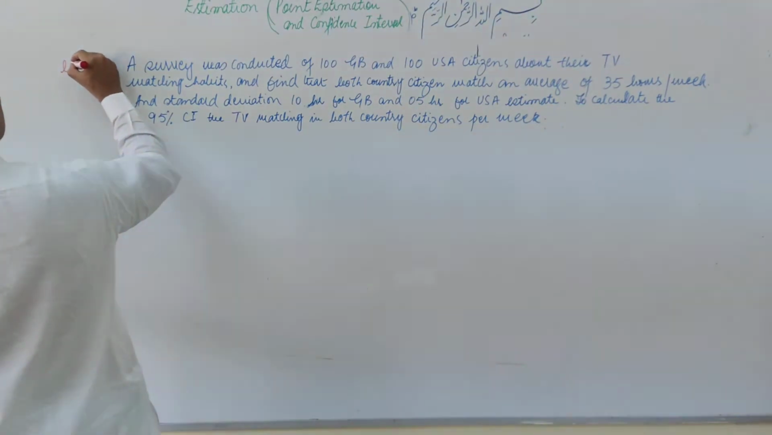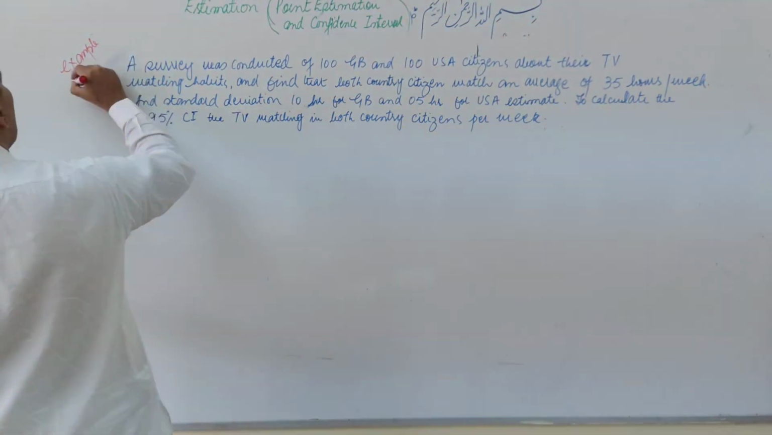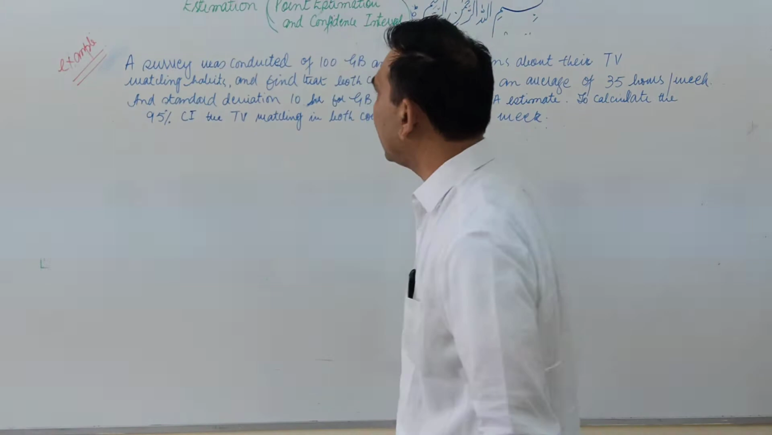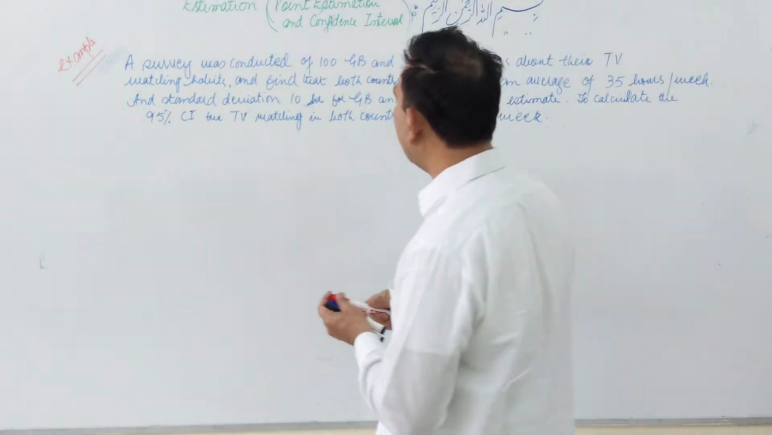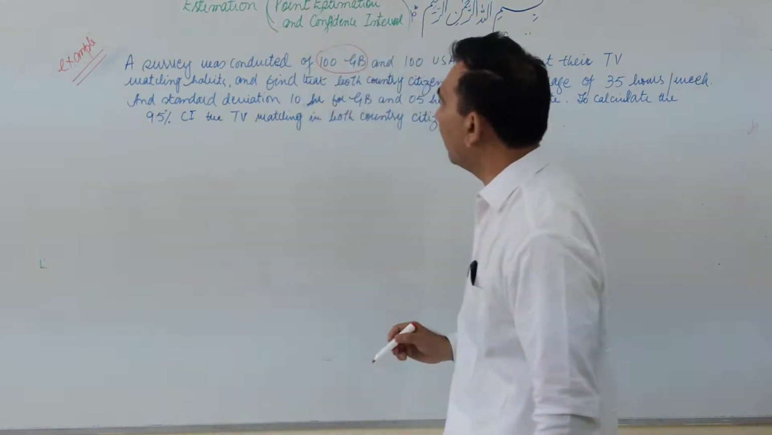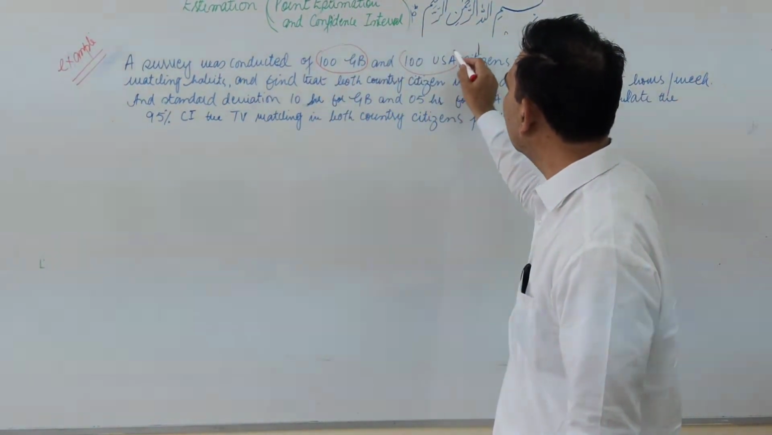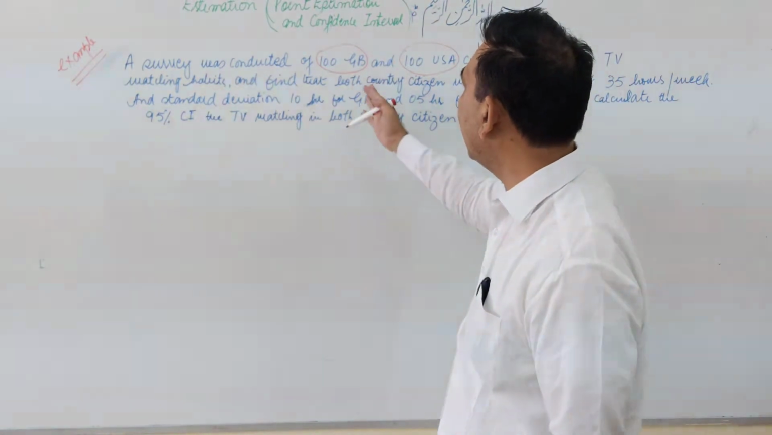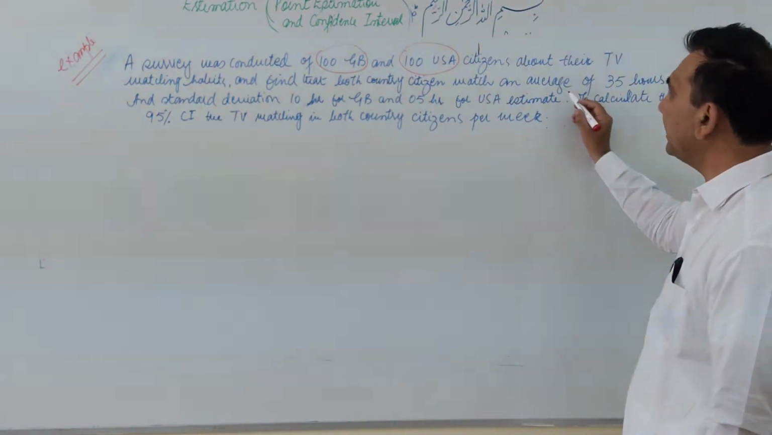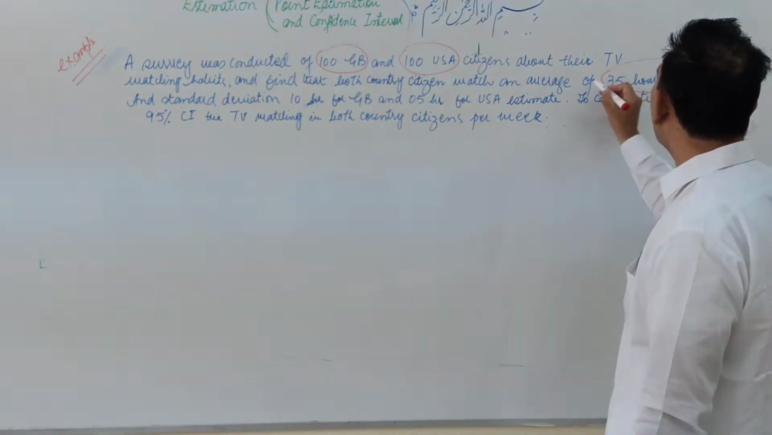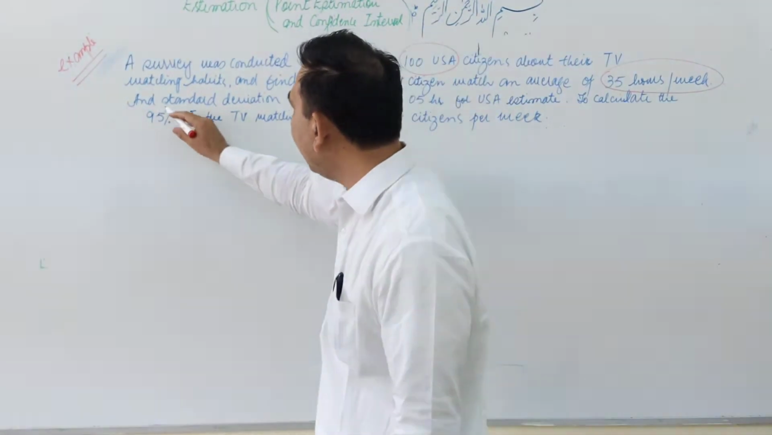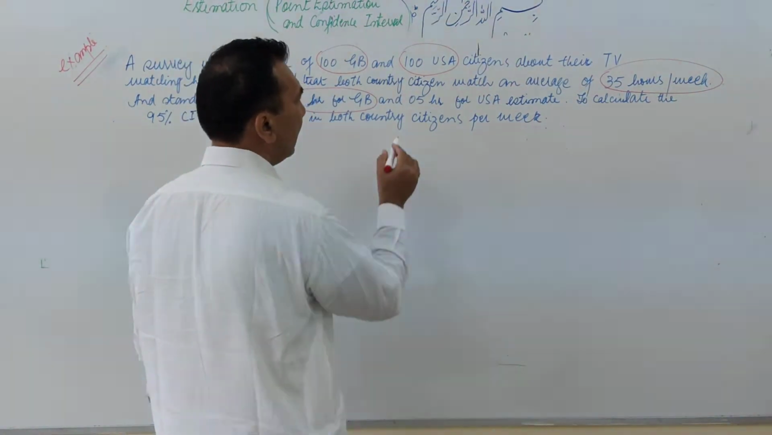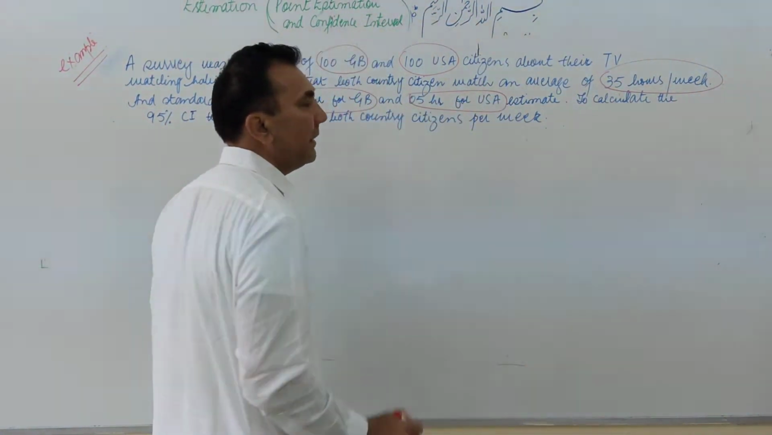An example of a numerical problem. It says a survey was conducted of 100 Great Britain citizens and 100 USA citizens about their TV watching habits, and they found that citizens of both countries watch an average of 35 hours per week, and the standard deviation is 10 hours for Great Britain and 5 hours for the USA.